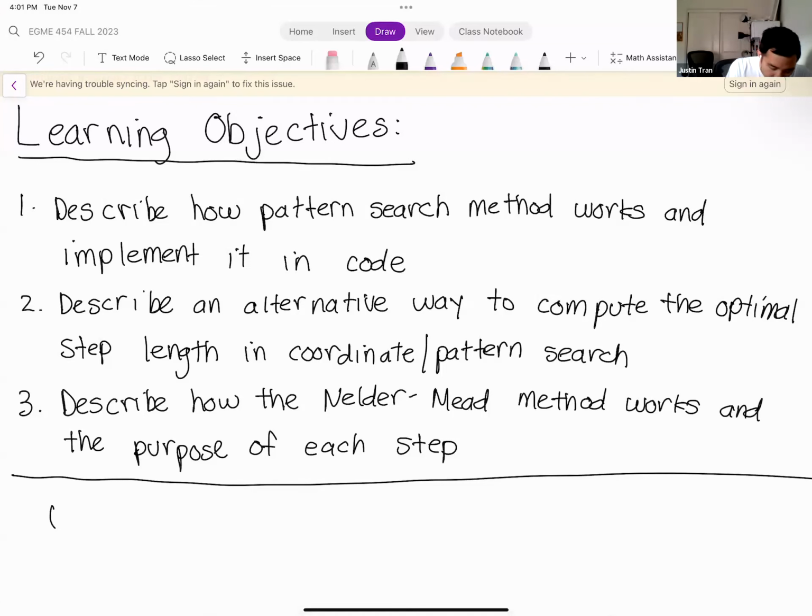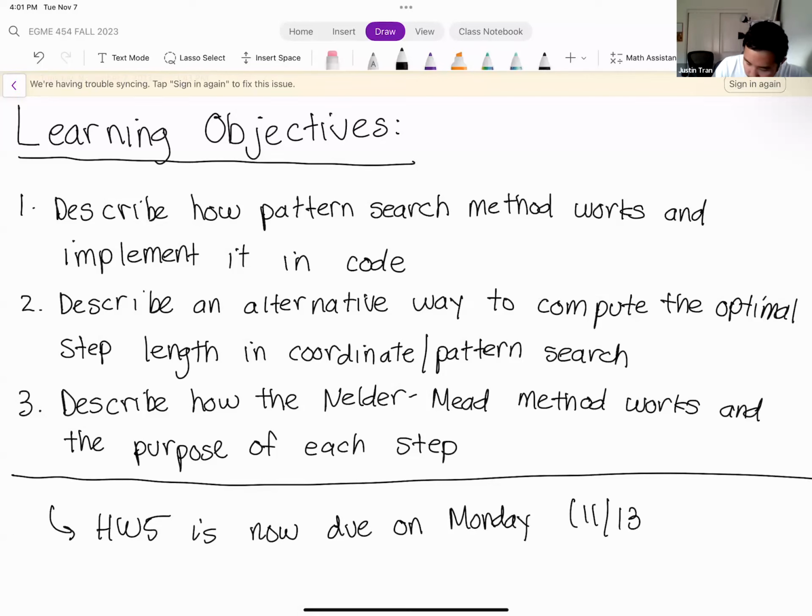So homework 5 is now due on Monday, and that date is 11/13. Okay. That is pushing it a little close to the midterm, so I will post the solutions to homework 5 right after it's due. At Tuesday, 12:01 a.m., the solutions for homework 5 will go up so that you can use them to study for the midterm.